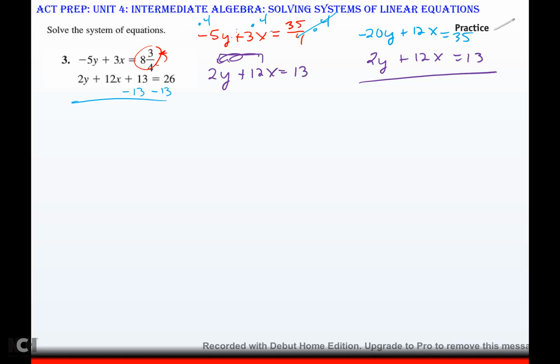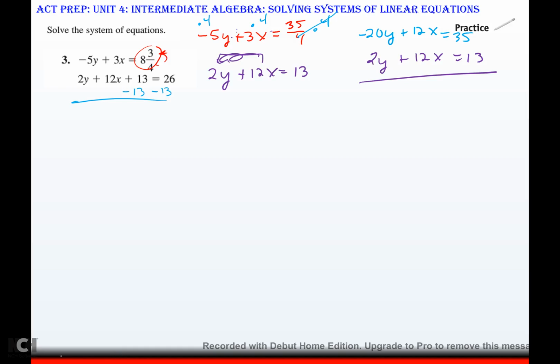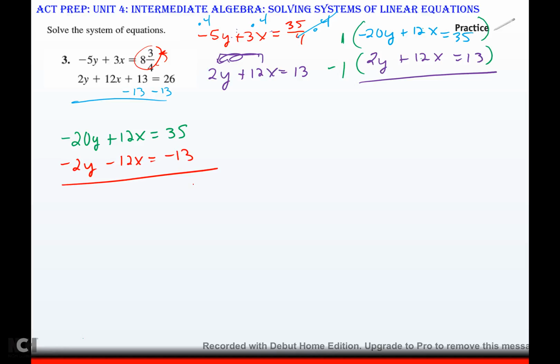Okay. Well, now, if you notice, my x's have the same number. They're both 12s. If I could get them to have opposite signs, I'd be golden, which we just learned several times. If the numbers match, all you need is a 1 and a negative 1 to make them cancel. So on top, I'm still going to have negative 20y plus 12x equals 35. On bottom, distribute the negative, and I'm going to get a negative 2y, a negative 12x, and a negative 13.